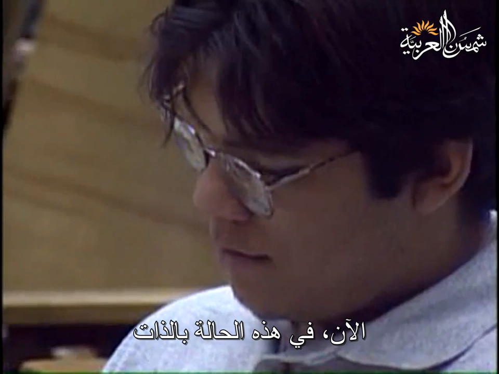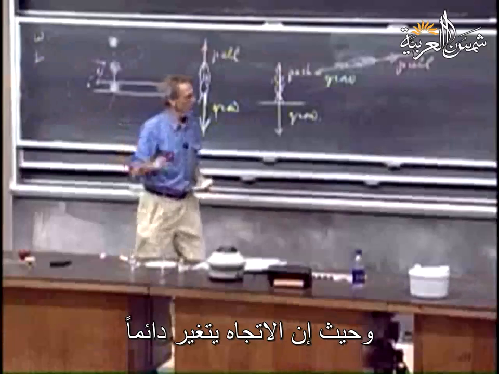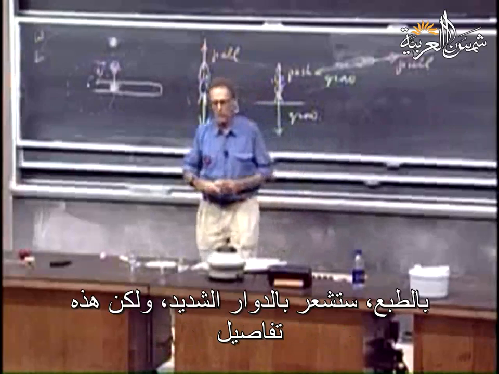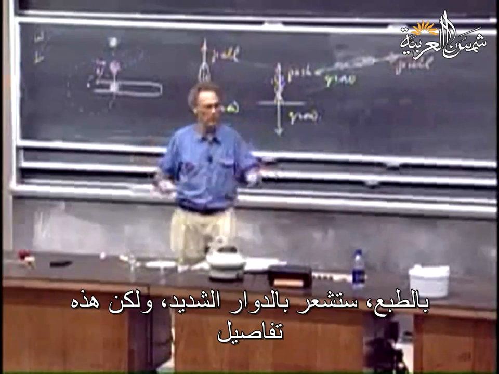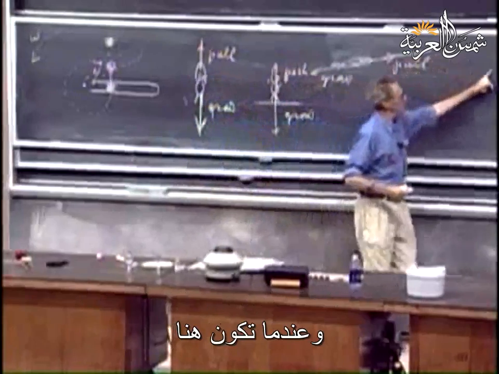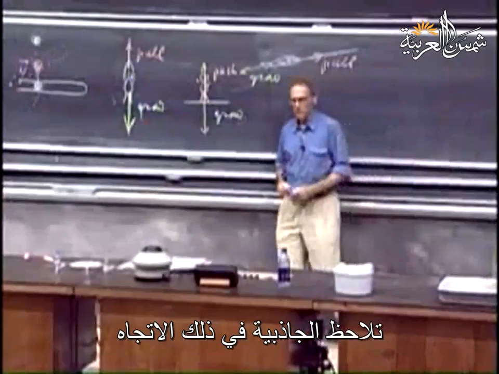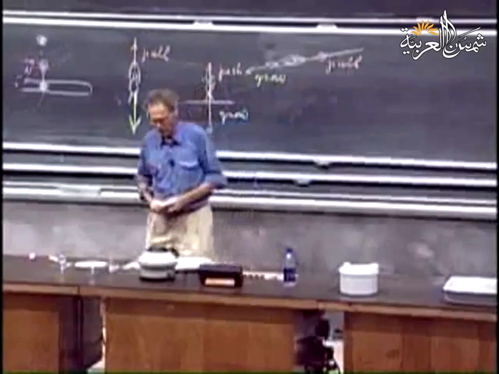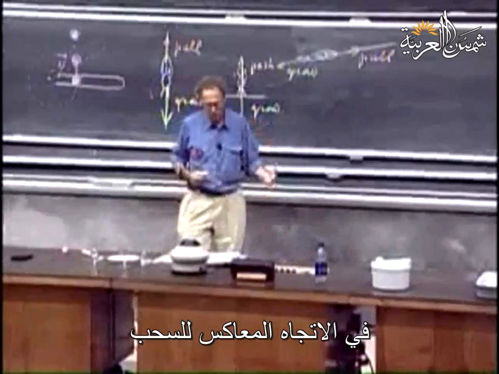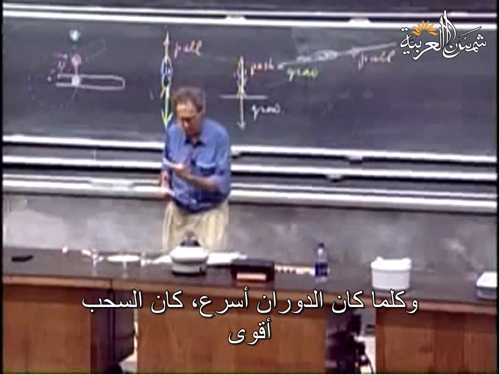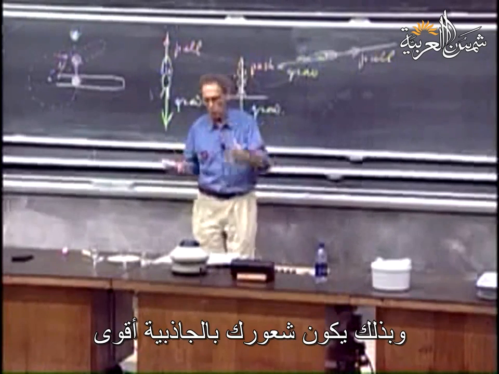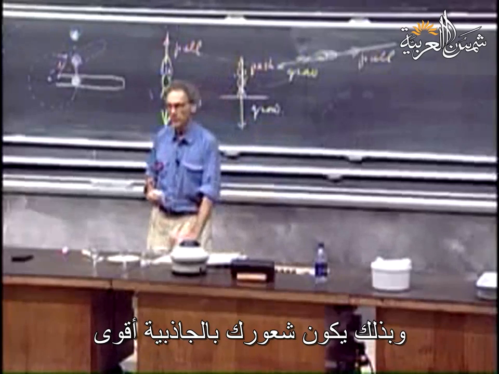Now, in this particular case, since the direction changes all the time, since I swirl you around, you will, of course, get dizzy like hell, but that's a detail. You will perceive gravity in this direction when you're here, and when you're here, you will perceive gravity in that direction. So you perceive gravity in the direction which is opposing the pull, and the faster I rotate you, the stronger will be the pull, and therefore the stronger will be your perceived gravity.